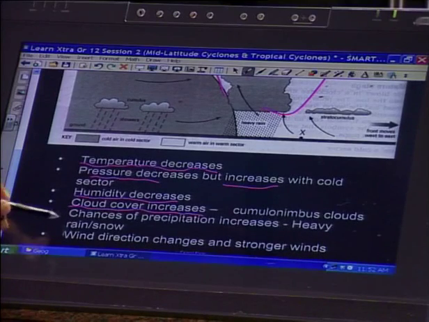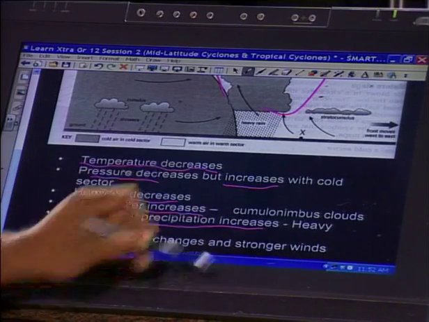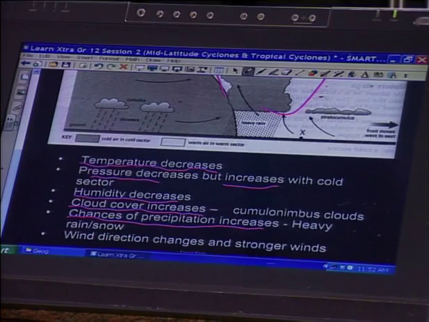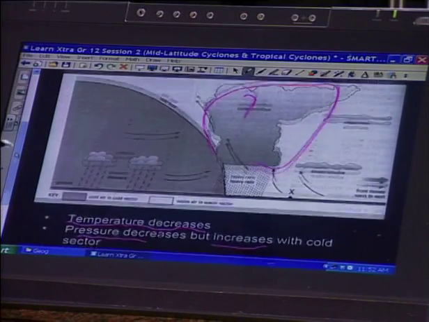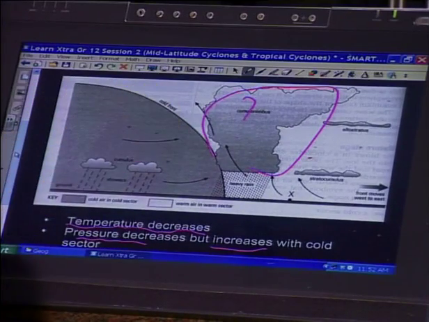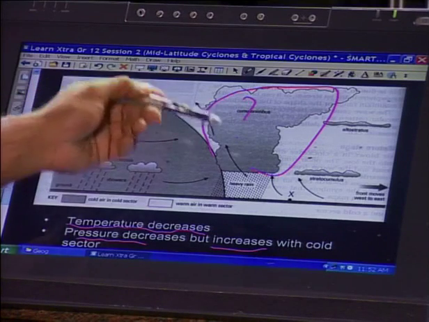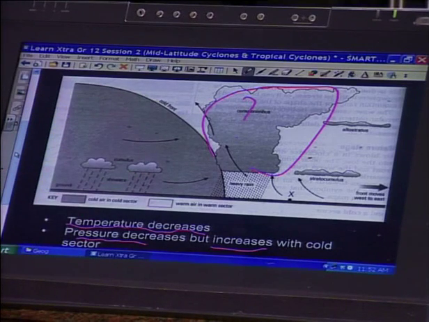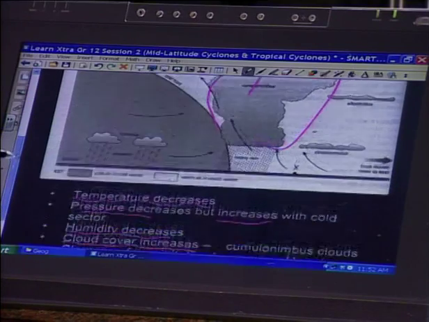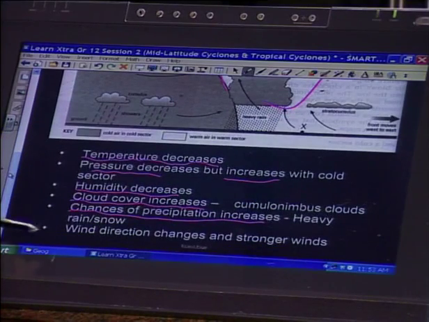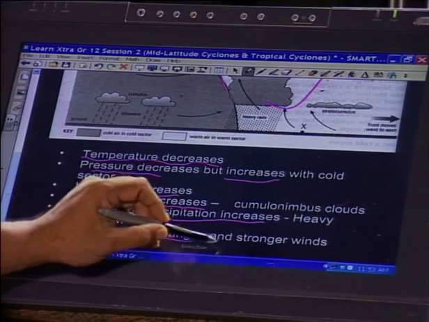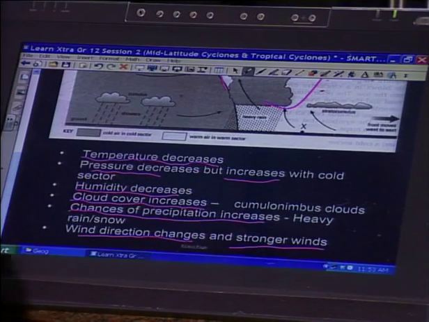All right? Chances of precipitation, very good. And in many occasions, we have heavy rainfalls coming with this because it's huge clouds. So heavy rainfalls are occurring at that stage. Okay? Wind direction changes, and it's stronger winds. Because of the condensation happening, you'll find the wind directions veer. There's no set direction. They just come in from all angles, and you get a stronger wind.